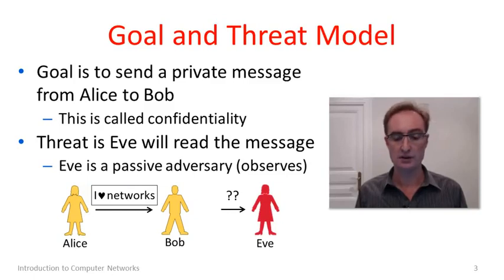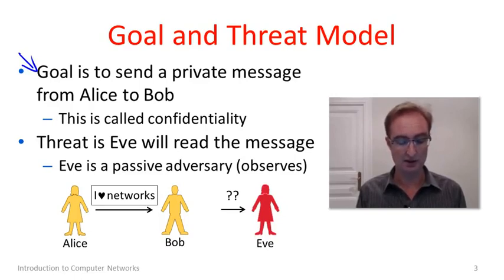Okay, so one of the first things I want to talk about here is the goal and threat model, so we understand what kind of security it is that we're trying to provide. The goal here is to send a private message from Alice to Bob. So Alice can send that message across the network to Bob and it will remain private. No one in the middle, Eve, will be able to understand the contents of the message. This is called confidentiality. And you can see I have the diagram here.